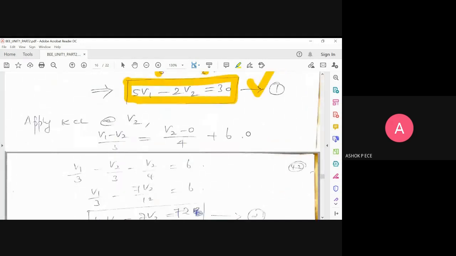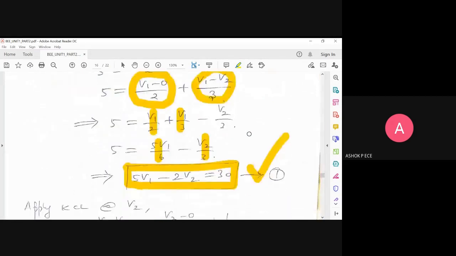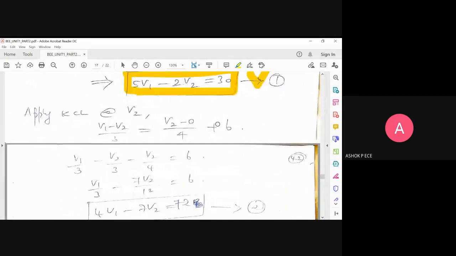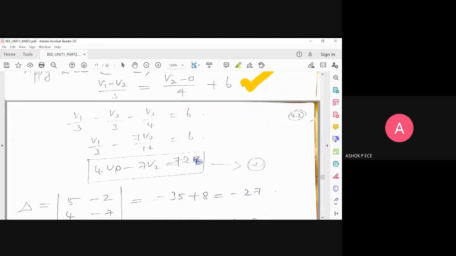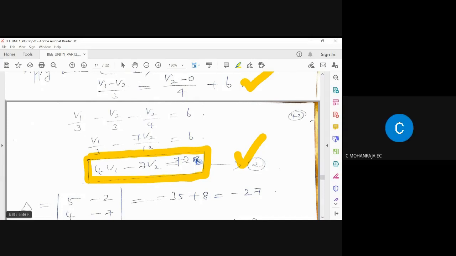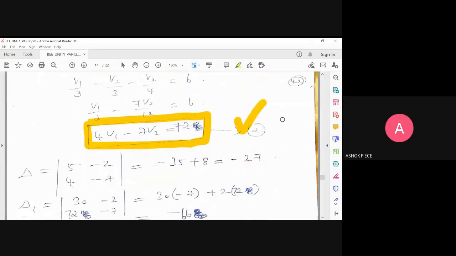But that was just to make it one loop. So the second equation, you see I3 equal to I4 plus 6. I3 is V1 minus V2 by 3, I4 is V2 by 4, and the other current is 6. If you simplify, I'm getting this equation: 4V1 minus 7V2 equal to 72. Can someone validate whether you're getting the same? Correct, sir. Okay, then proceed for solving and get the answer for V1 and V2.